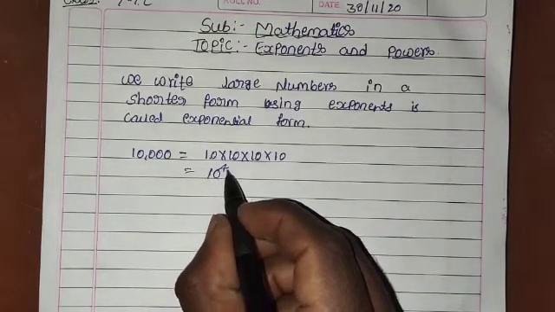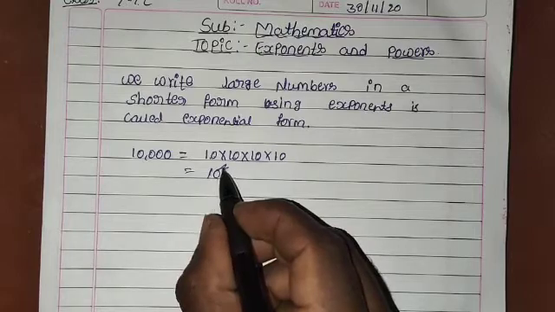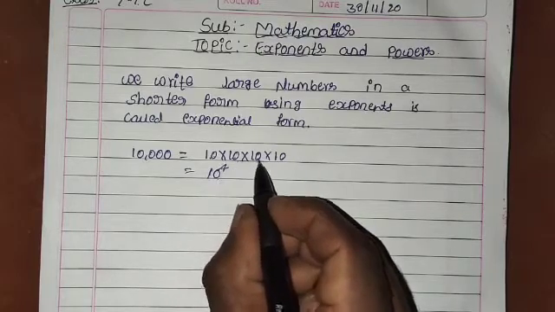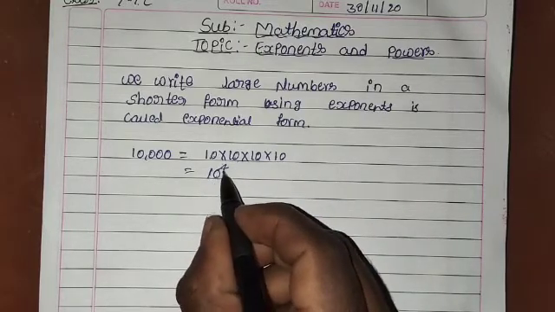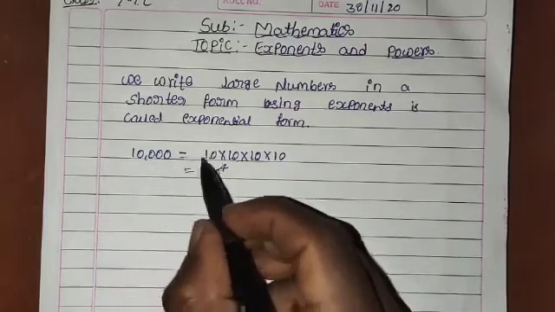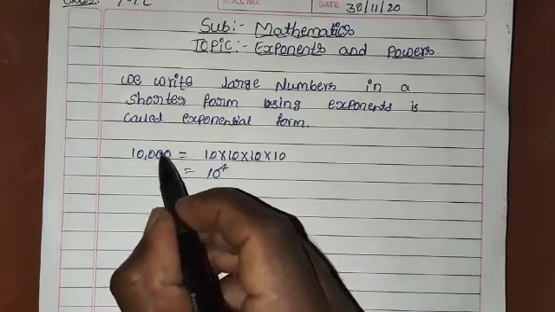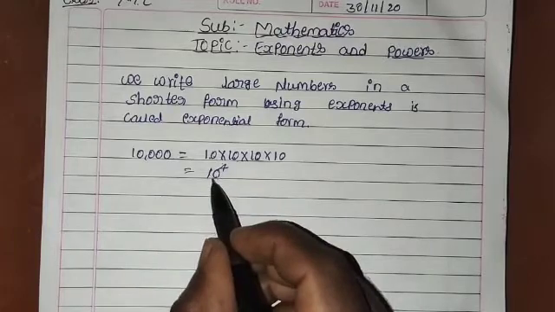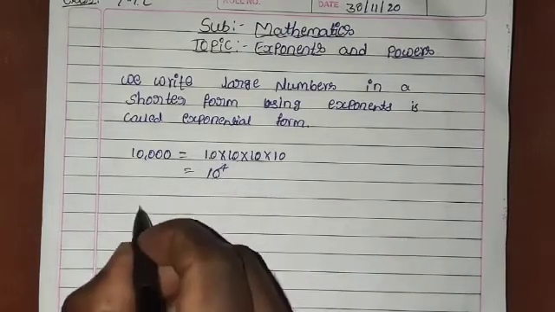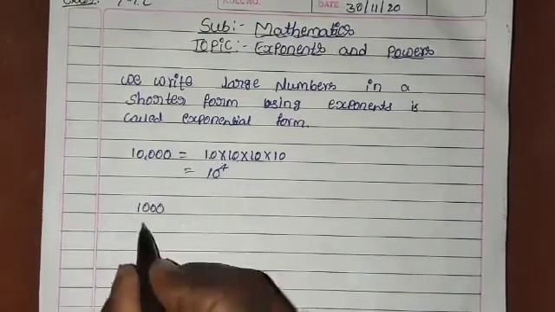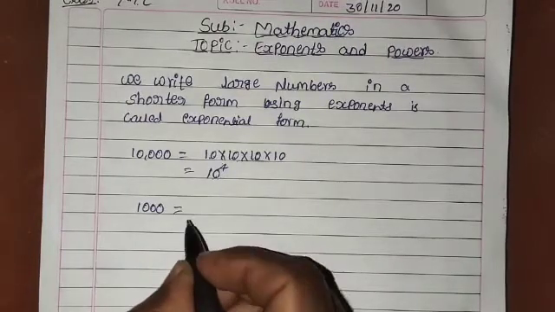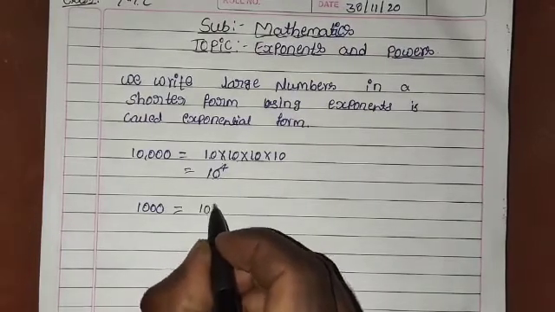10 power 4 means 10 is multiplied 4 times: 10 into 10 into 10 into 10. The value of 10 power 4 is 10,000. Here 10,000 is a larger number, and we can write it as 10 power 4. For example, we take 1000. For 1000, how to write it in a short form? We can write it as 10 power 3.